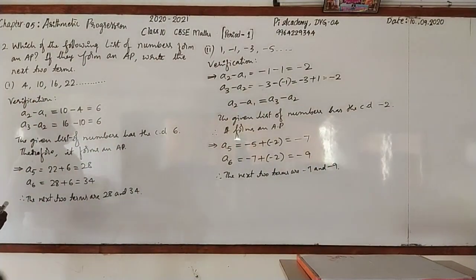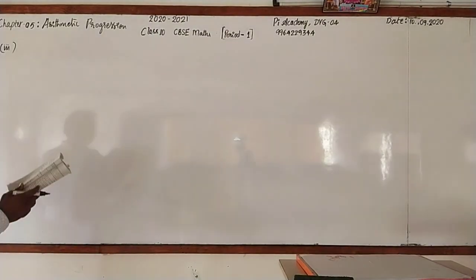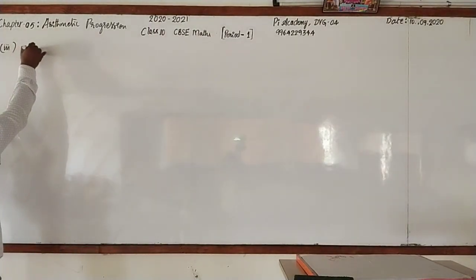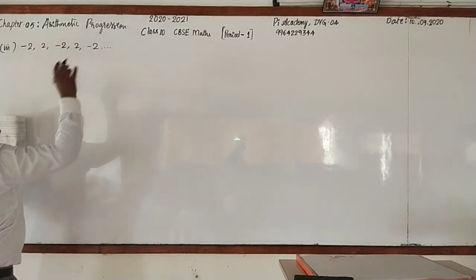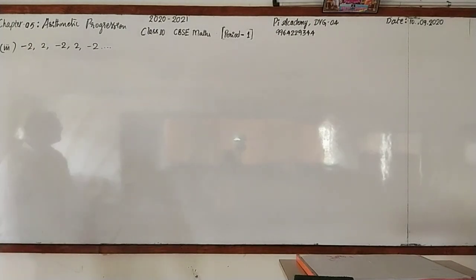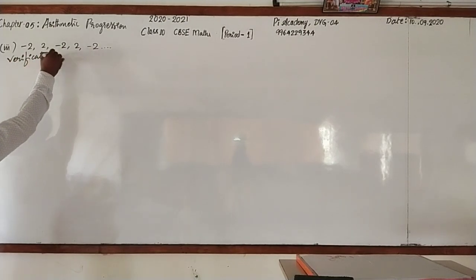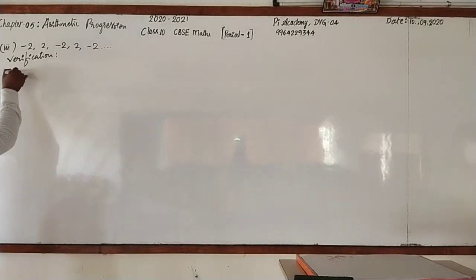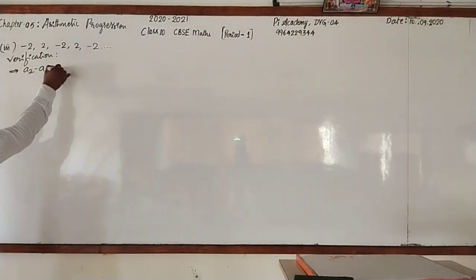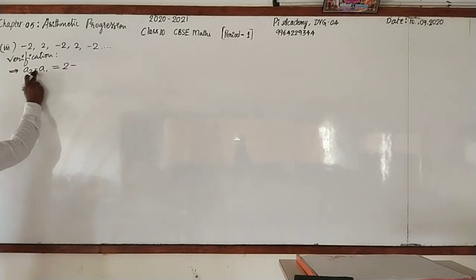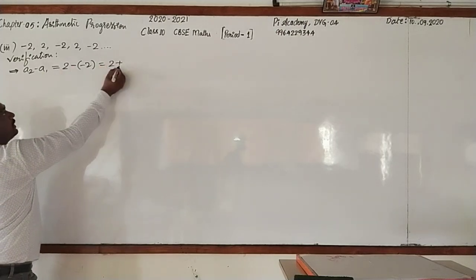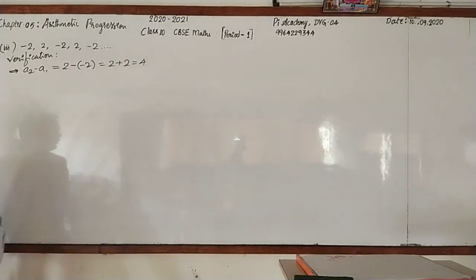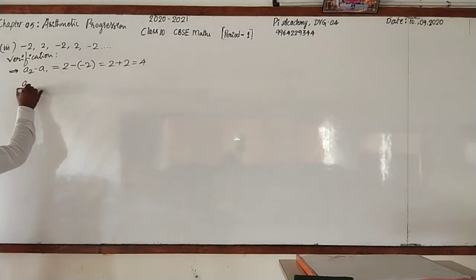Yes, please go for copying this. Now it is the third one. Please write with me. Minus 2, 2, minus 2, 2, again minus 2 and so on. We have to check whether it forms an AP. Verification. Hope that you have written. Now, find out the difference. First, A2 minus A1. A2 is 2, minus A1 is minus 2. Here 2 minus into minus plus 2. 2 plus 2, 4.